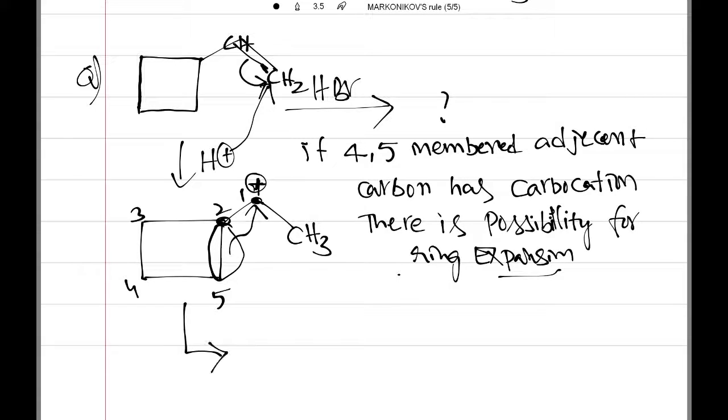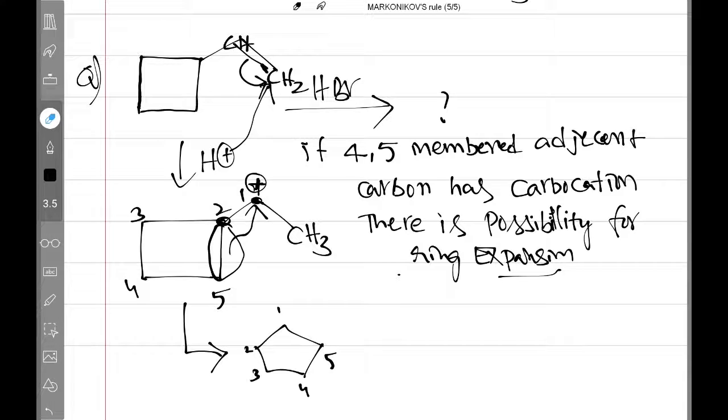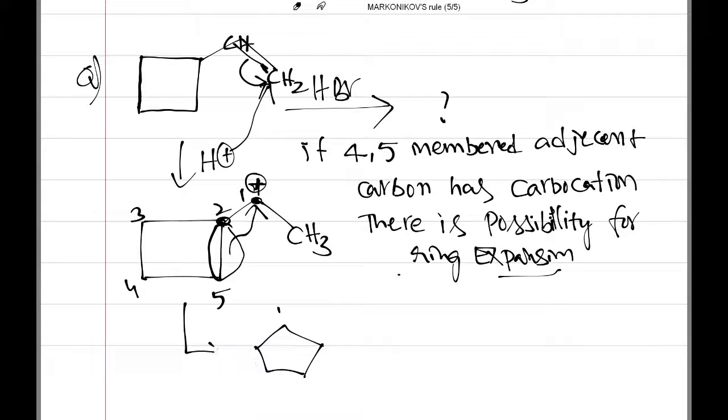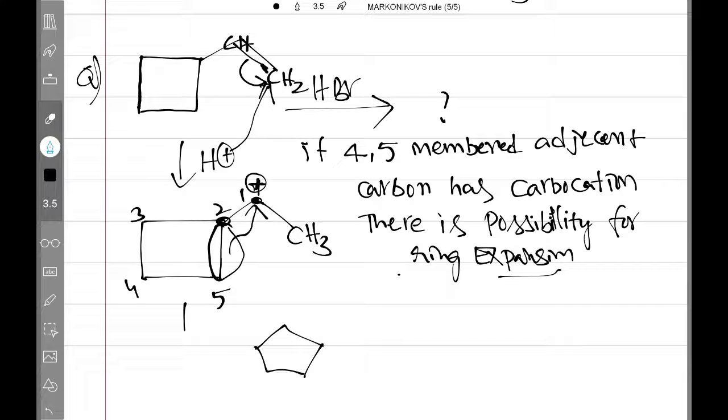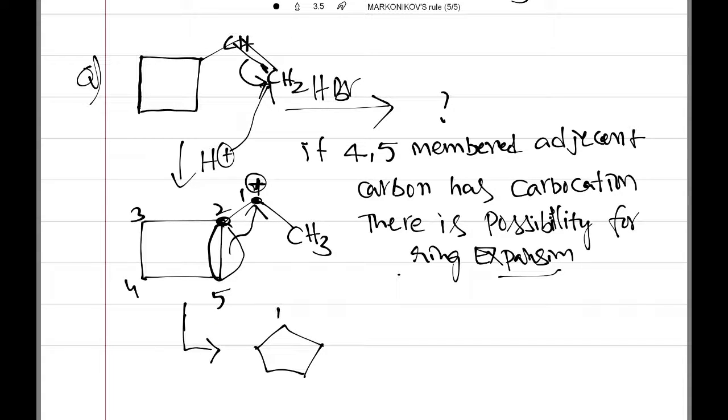Let me write the 5-membered ring first and check which carbon has what. I am writing again the ring numbers 1, 2, 3, 4, and 5. Or else you can take the reverse, and I am taking the reverse because it is easy. This is the first carbon, second, third, fourth, and this is the fifth carbon. Whatever you want you can take. The first carbon has the CH3 group, and the second carbon has the positive charge.